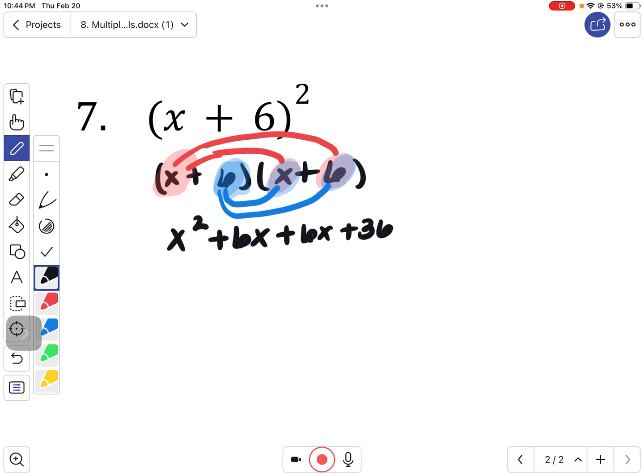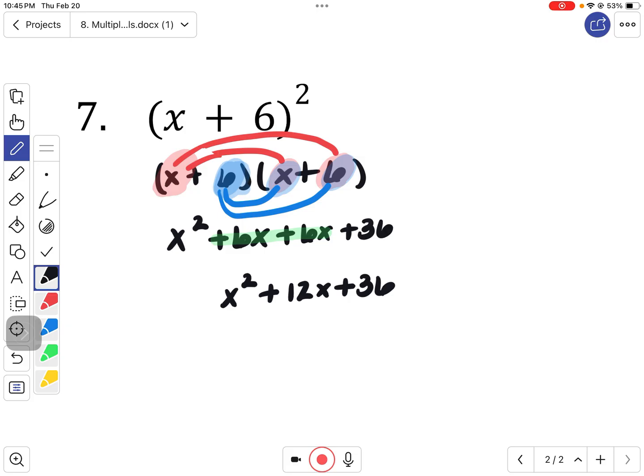I started with my highest power, my x squared, so I'm done there. I'm already in descending order. And now I'm going to look. I have a positive 6x and another positive 6x. So 6 plus 6 is 12. So I'm going to say x squared plus 12x plus 36. And then we're just done with number 7.